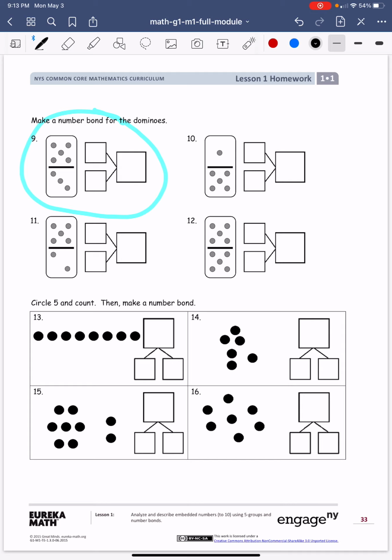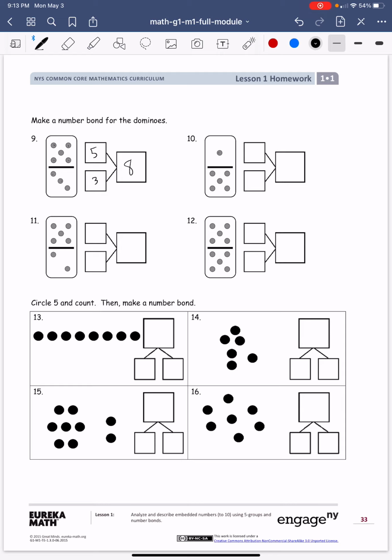Okay. 1, 2, 3, 4, 5. 1, 2, 3. What is 5 plus 3? Let's count. 6, 7, it's 8. So let's put 8 in the bigger part. Now what I'm going to do is I'm going to take my eraser and just erase this circle quickly. And we're going to move on to the next one.